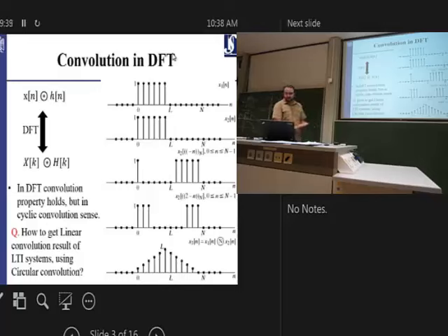As an example, if you have two windowing functions like x1 of n and x2 of n, then the convolution is actually looking like this.